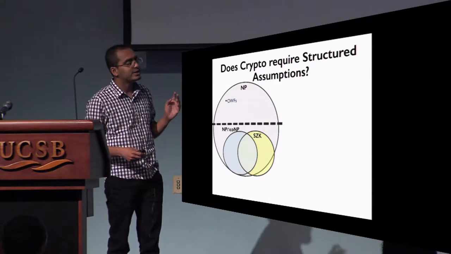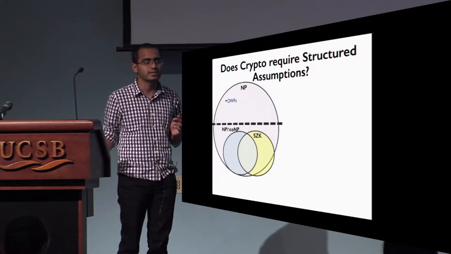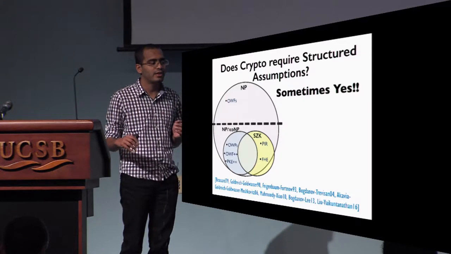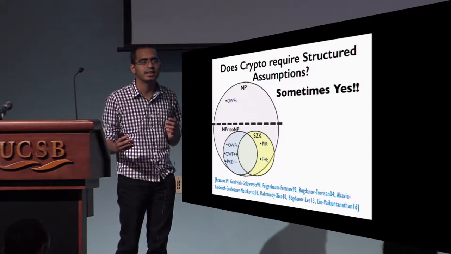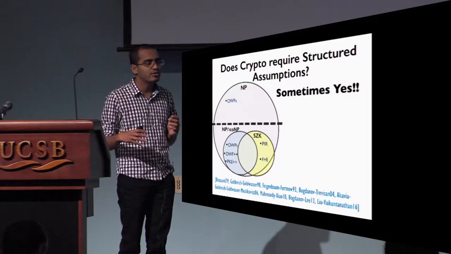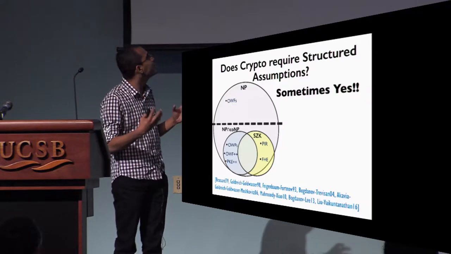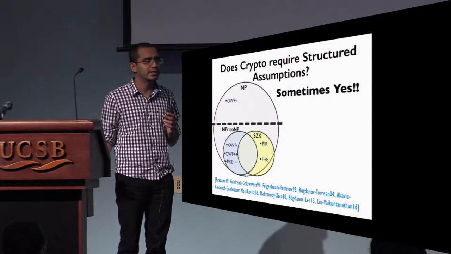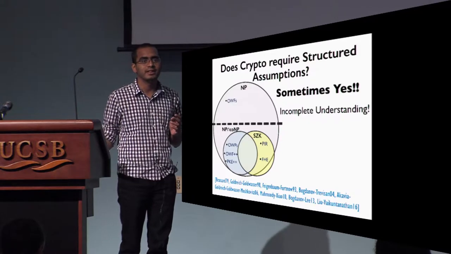Right, so this brings us to the main question of this talk: does crypto actually require these structured assumptions? So sometimes it turns out that the answer is yes. In some cases, the cryptographic primitives themselves imply hard problems in these classes, in which case the fact that the assumptions have to be structured is very natural. For example, fully homomorphic encryption implies hard problems in SZK. And some very special kinds of public key encryption schemes and one-way functions also imply hard problems in NP intersect CoNP. But this is not understood very well.